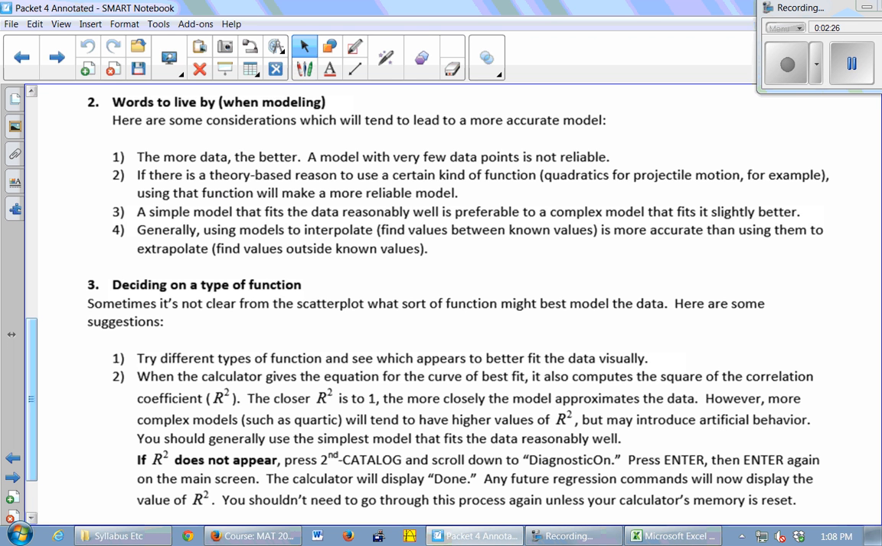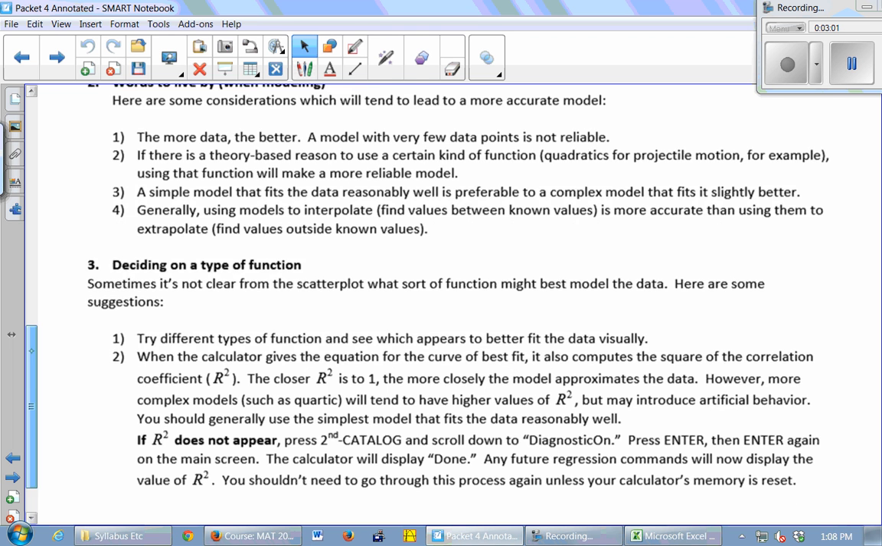A simple model that fits the data reasonably well is usually preferable to a complex model that fits only slightly better. So we prefer something that's simple, even if it's not perfect, to something with a lot of complexity that's only a little bit better. And generally, using a model to interpolate, which means finding values between known values, is much more accurate than using it to extrapolate, which means finding values outside of the data set.